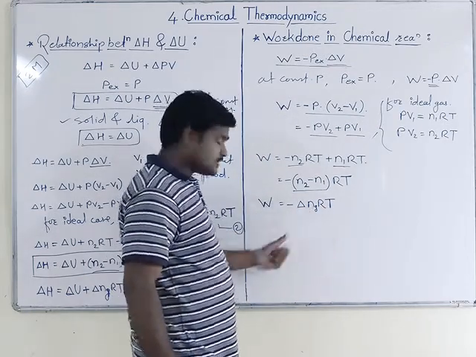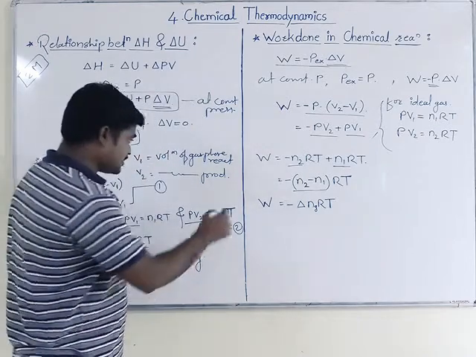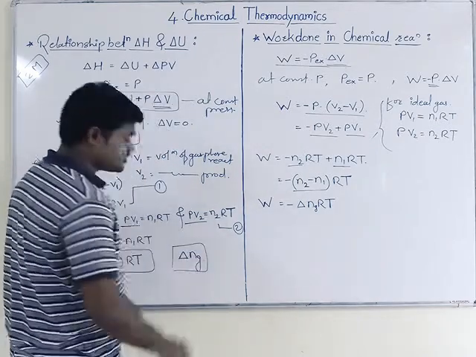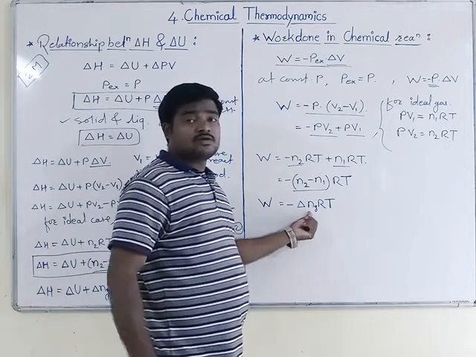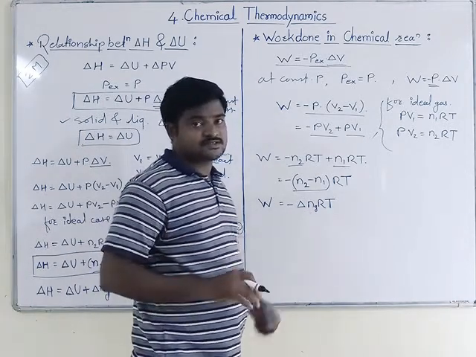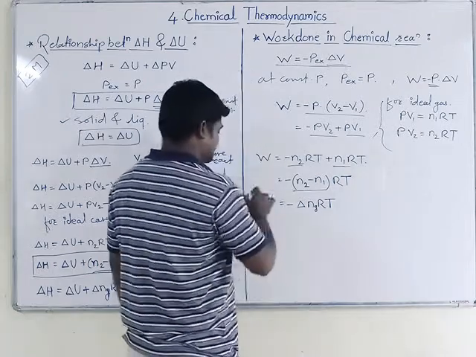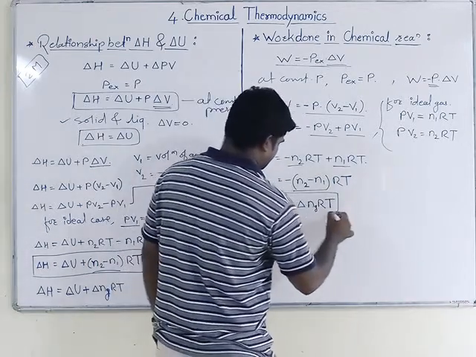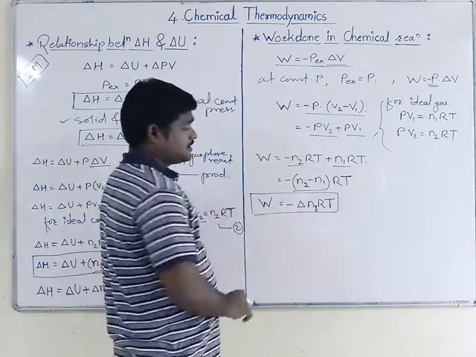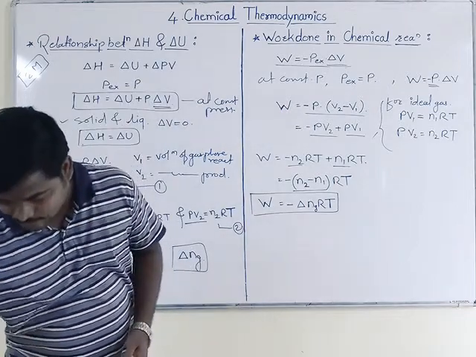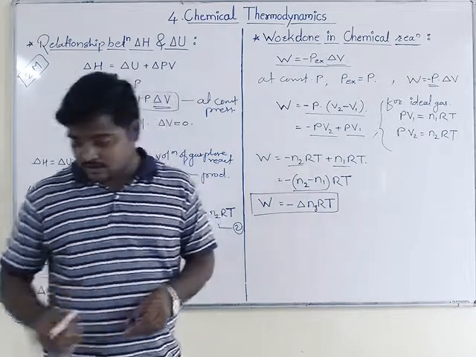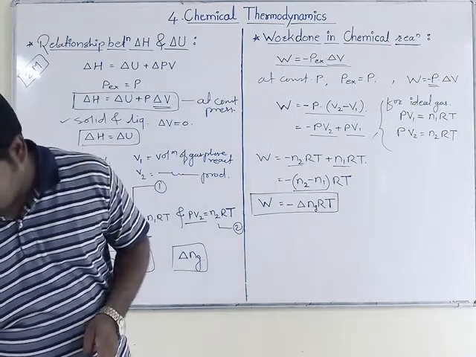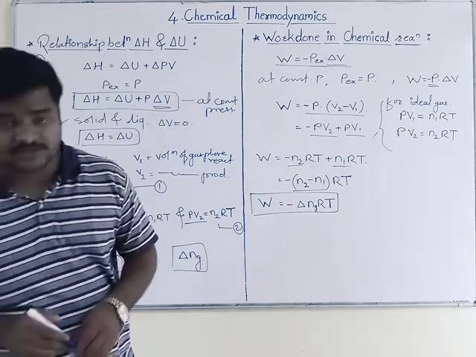Delta Ng, like this I can also write in that equation. What is meant by delta Ng? Change in number of moles of gaseous products and reactants. So this is the final equation which I have got. Now the above equation gives the work done by the system in a chemical reaction.